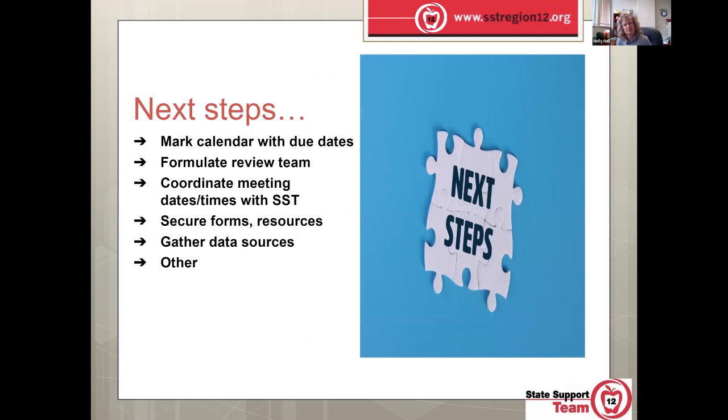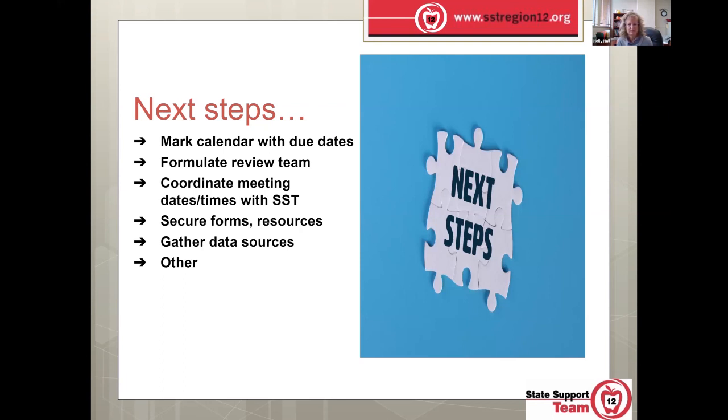And so just some of those reminders in our next steps is marking our calendars, thinking about those big looming due dates that'll be here before you know it, thinking about who you're going to have on your team, using those questions from your self-review summary report to guide, and thinking about your disability categories that you were flagged for will help.